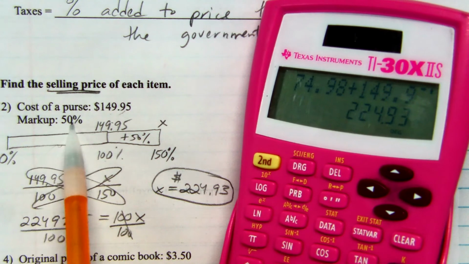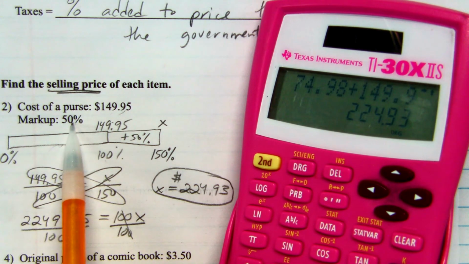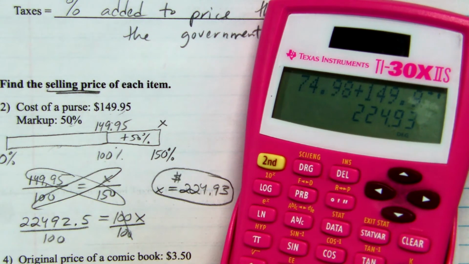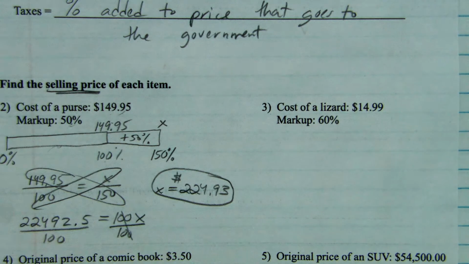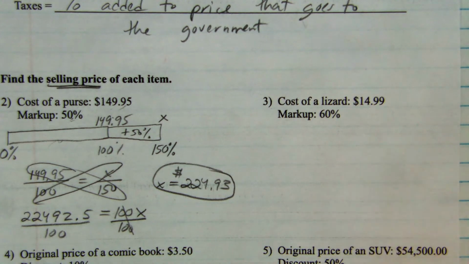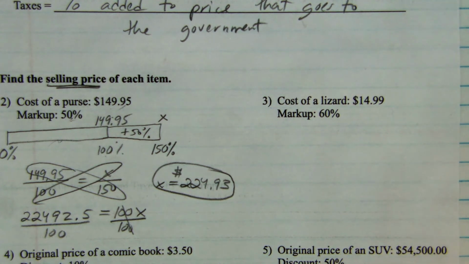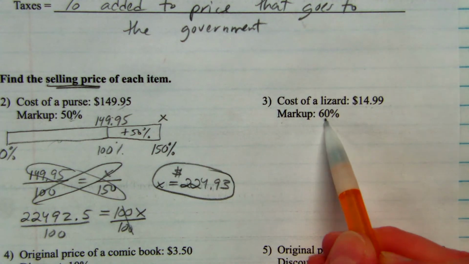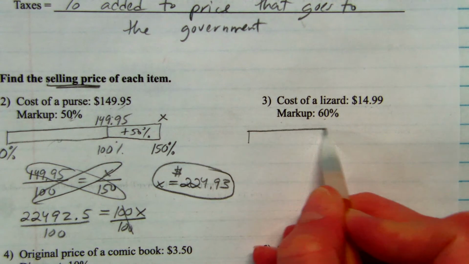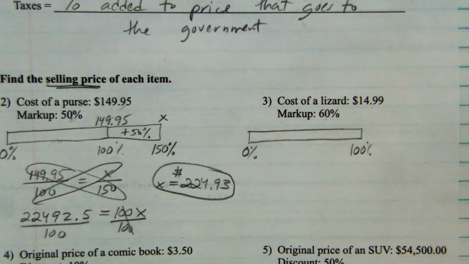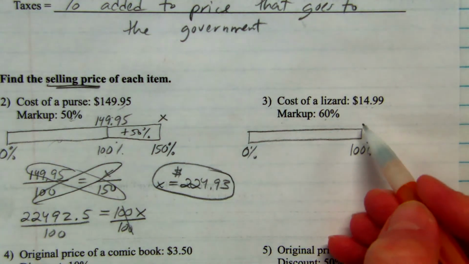So if you know it's 50%, 50% has some tricks because that's half. Although this percentage bar in the proportions works every time. So that's why I always show that too, because you might get a weird percent later. Okay, so you're going to a pet store, you're buying a lizard. Personally, I wouldn't buy them at the pet store, but that's just what's in the problem. So the cost of a lizard is $14.99. They're marking it up 60%. So if we're thinking about our percent bar, got 0 and 100%. What goes with the 100%?